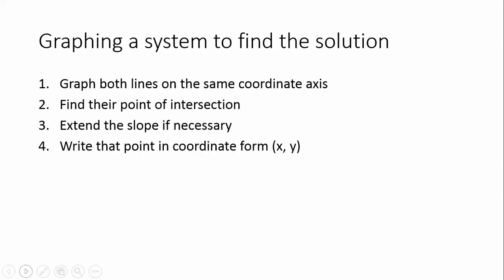So in order to graph a system and find the solution, we're going to graph both lines on the same coordinate axis, and then we're going to find their point of intersection. You may have to extend your lines so that they cover across the entire graph so you can see where they intersect. And then we're going to write the point that is the solution in coordinate form (x, y).